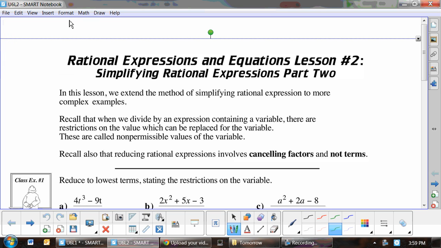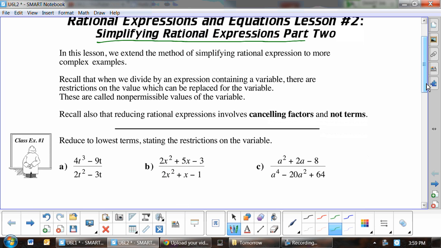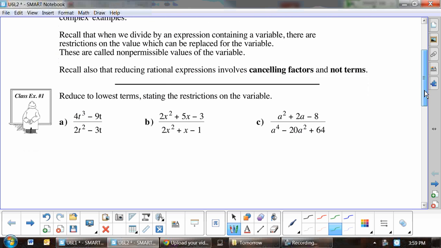Okay, so welcome to part 2 of simplifying rational expressions. Last lesson we talked about how we can simplify rational expressions the same way that we can simplify rational numbers. So we're going to continue with that, except we're going to be looking at more complex examples.